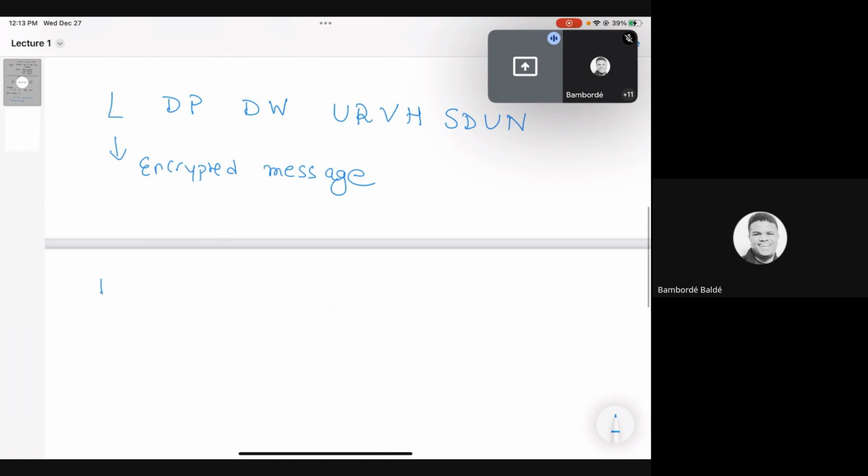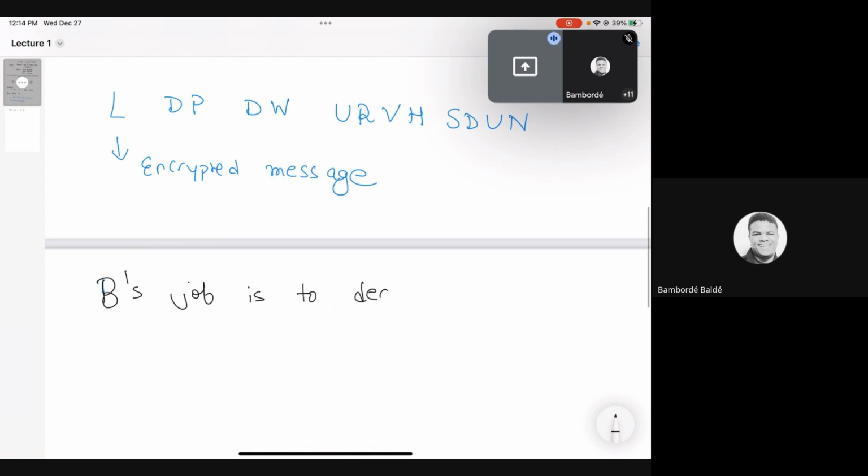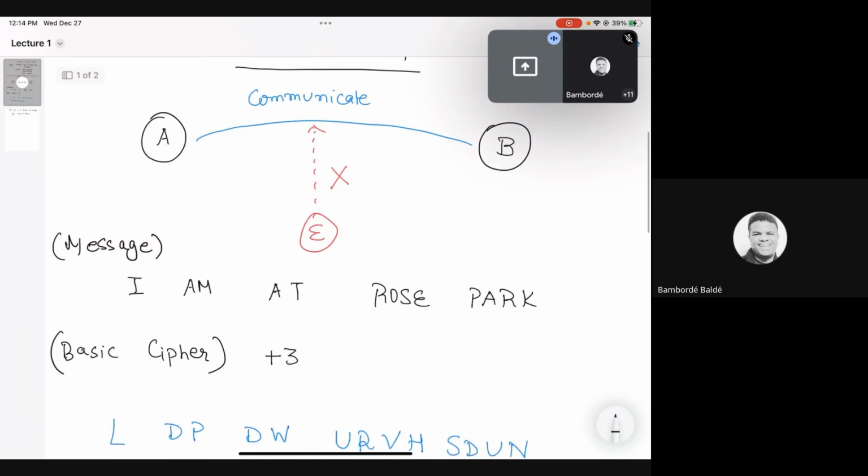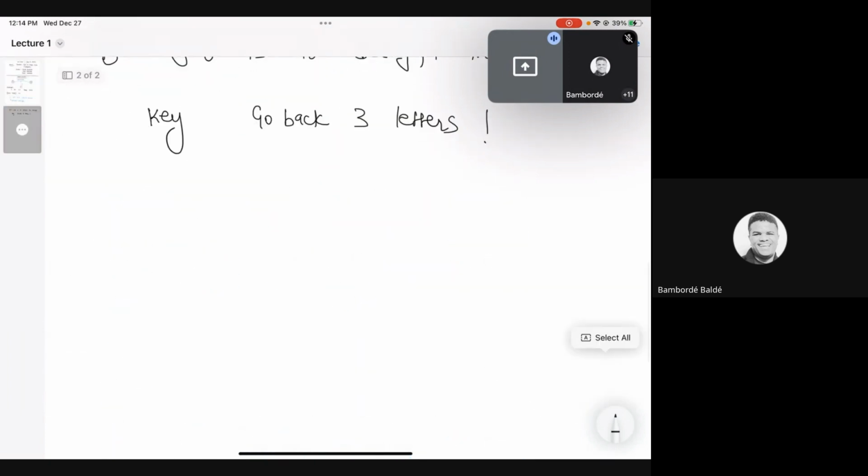So B's job is to decrypt this message. The idea is to apply the key, and in this case, the key is go back three letters, right? And then you can recover the original message, which was I am at Rose Park. So this is a perfectly good, basic, simple example of how a crypto system works, or how these cryptographic protocols work. But what's the catch here?